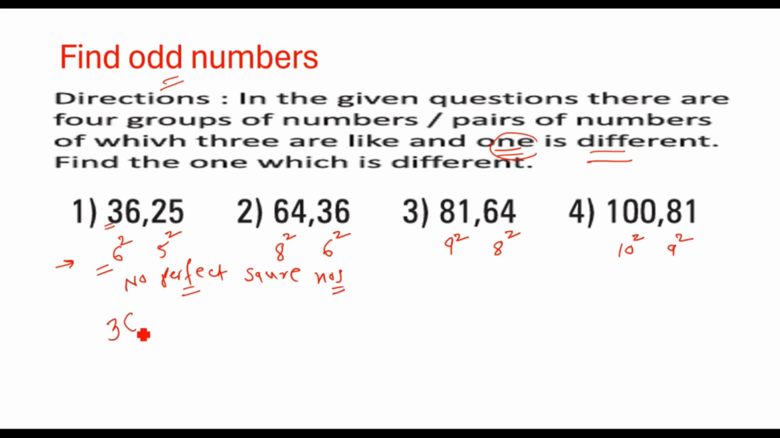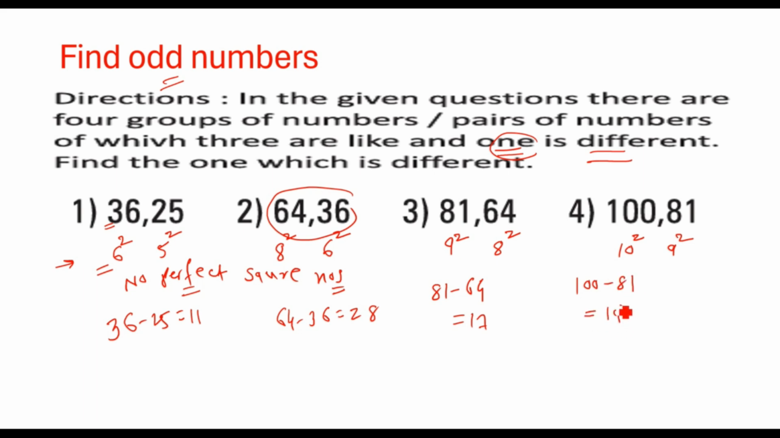I will do subtraction. 36 minus 25 gives 11. Similarly, I subtract 64 minus 36, and if I do the subtraction, I will get 28. Then 81 minus 64 gives 17, and 100 minus 81 gives 19.